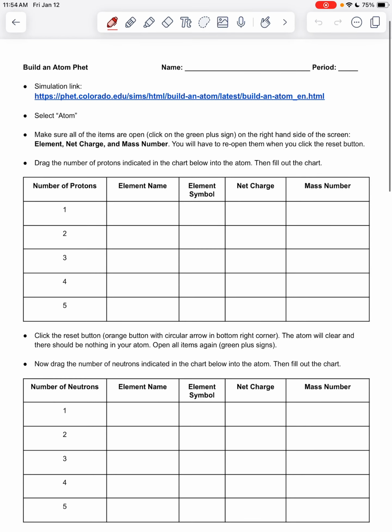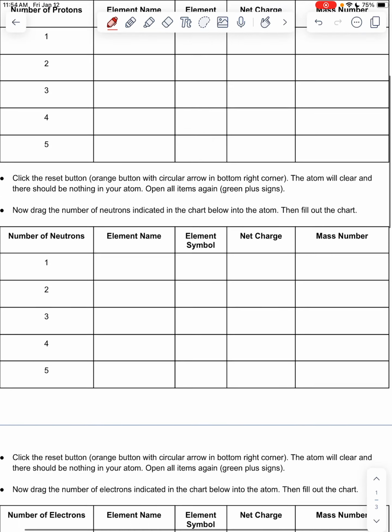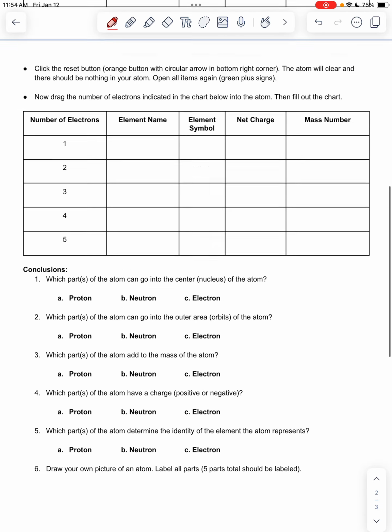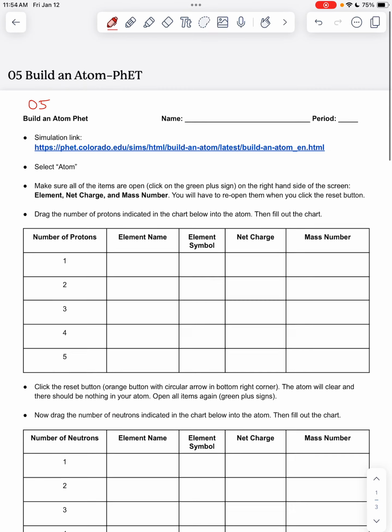All right, so this is for 05. This is going to be based off of the simulation that you do. So you should have finished the top portion of this to the best of your ability. It is on Schoology, and you're using that PhET simulation here.